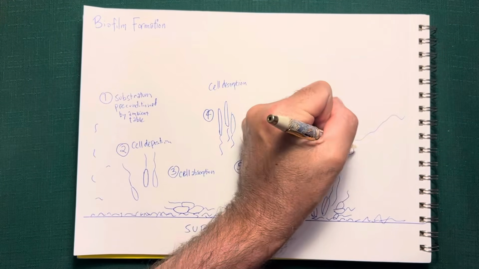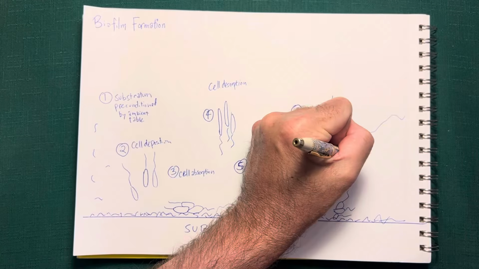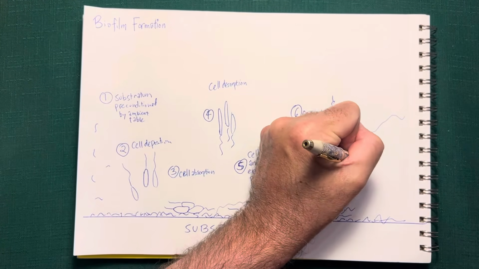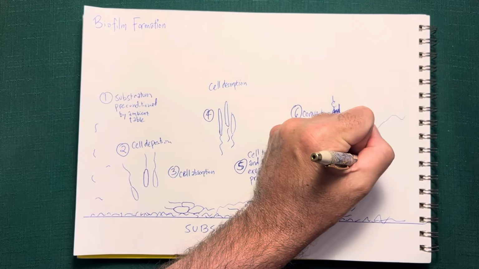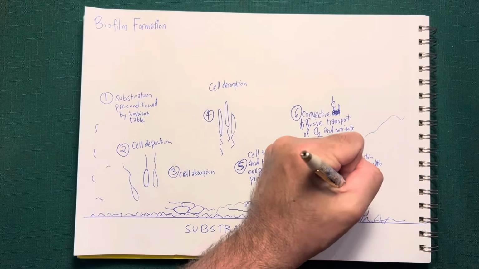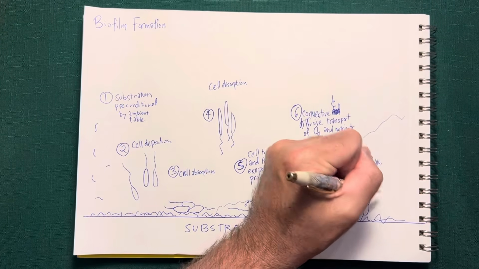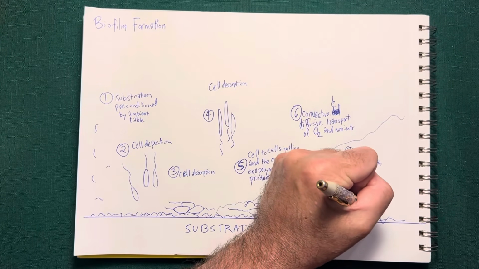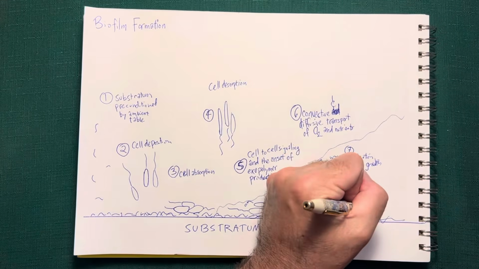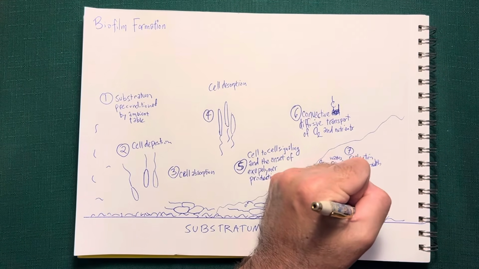Step 7 is going to be replication and growth, which are essentially going to be the same thing. Cells dividing, so where we had maybe some individual cells, maybe now we are getting binary fission occurring.